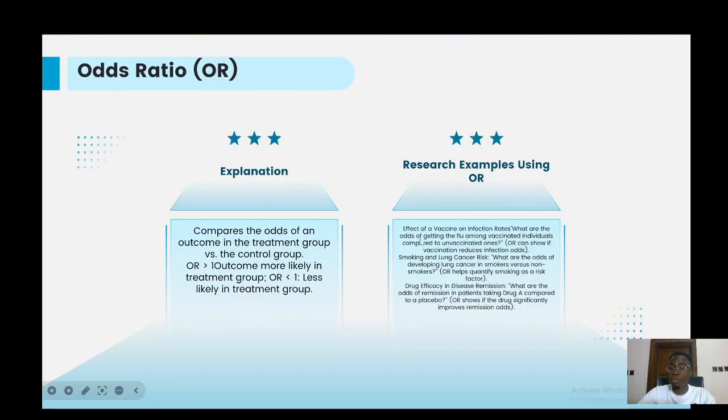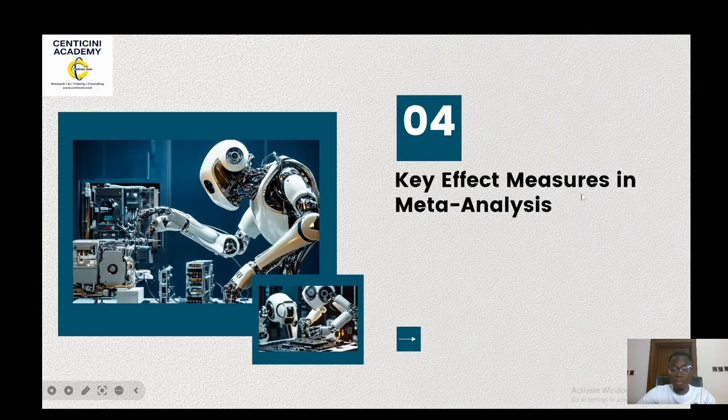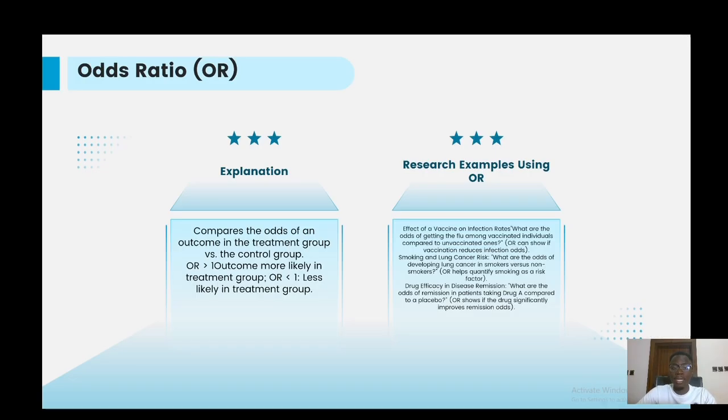Let's say, for example, you're trying to talk about the effect of a particular vaccine on infection rates. You want to know the odds of those people recovering and all that. Basically, we've explained all this in our previous lecture, but it's always important to have a refresher. What you need to know is that whenever you are trying to pool variables from various study estimates, it's very important to know the effect measure that you want to use in measuring those particular parameters.